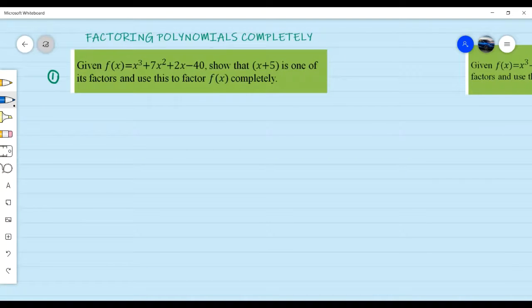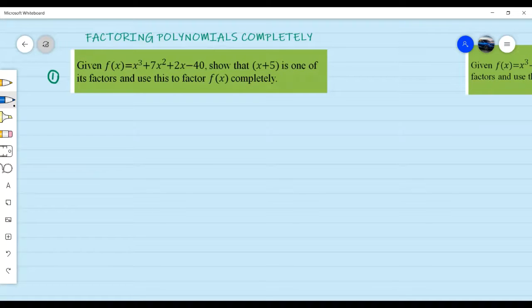Okay, today we're going to discuss polynomials, factoring polynomials completely. And how do we do that? So take a look at the example that we have now. Given f of x is equal to x cubed plus 7x squared plus 2x minus 40, we're going to show that x plus 5 is one of its factors and use this to factor out the given polynomial completely. And how to do that?